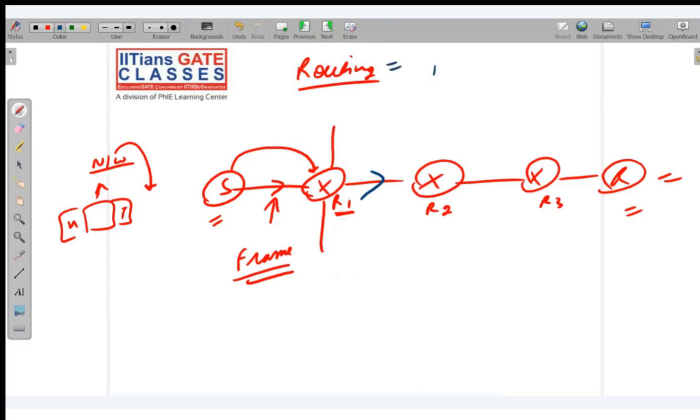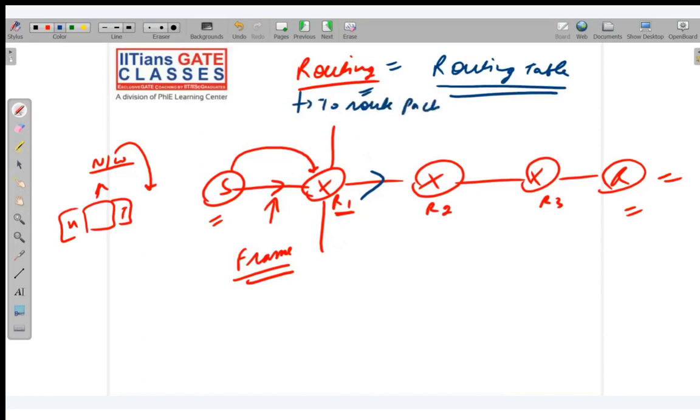Okay. So actually each router has a routing table, and from this routing table, it will be able to decide where the packet will be forwarded. So routing basically means to route the packet to the final destination. That is the basic meaning of routing. Or you can say to place the packet in route to the destination. You can think like that only. So this is routing.